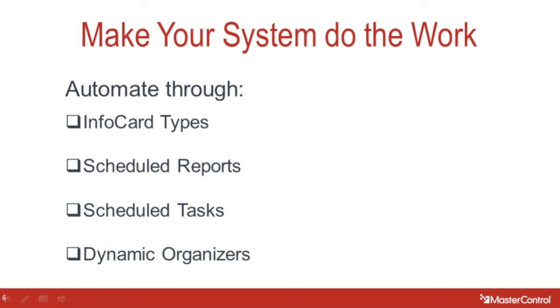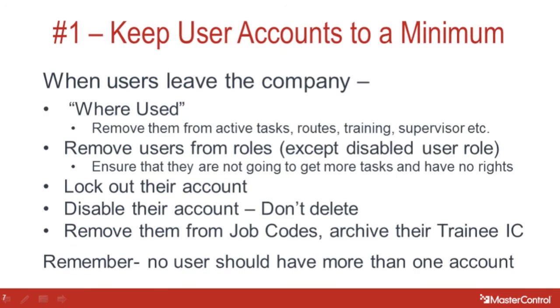Some of the things we'll talk about are info card types and all the automation that goes into an info card type. Scheduled reports, scheduled tasks, and then using organizers in a dynamic way. There are reasons to use a static organizer, but most of them should be pretty dynamic and update for you. Okay, so number one that I'm going to talk about, these are in no specific order. I can't say this is the very best one or the very worst one of the 10. This is just one of the 10.